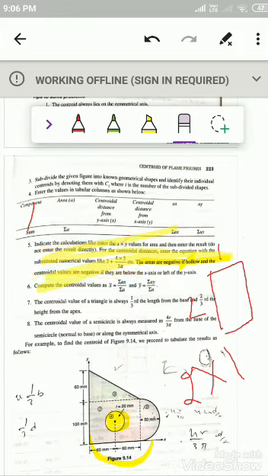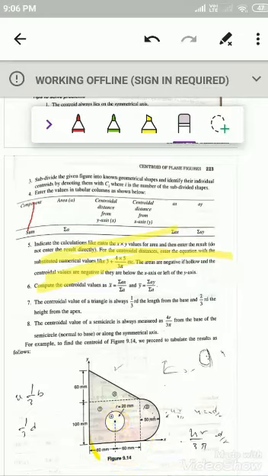Just wait, I will explain. So what does the sixth point say? Just wait, I will explain.